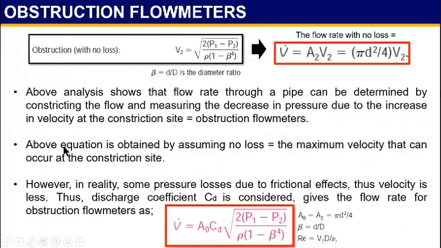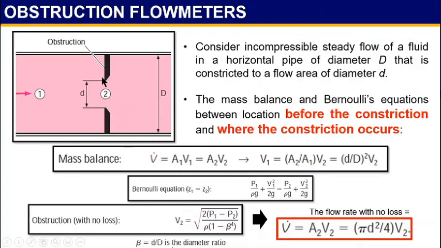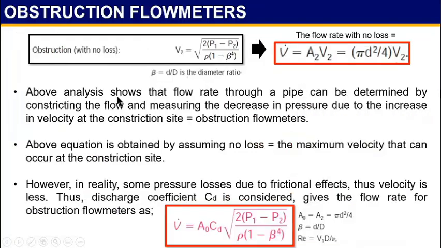Alright. So the above equation is obtained, as I informed just now, by assuming no loss, meaning that we will obtain the maximum velocity that can occur at the constriction site. Because the pressure here is low, the velocity is accelerated, so we consider the velocity at this point is maximum. However, in reality, there are some pressure losses due to frictional effects, thus the velocity is less. Thus the discharge coefficient CD is considered.